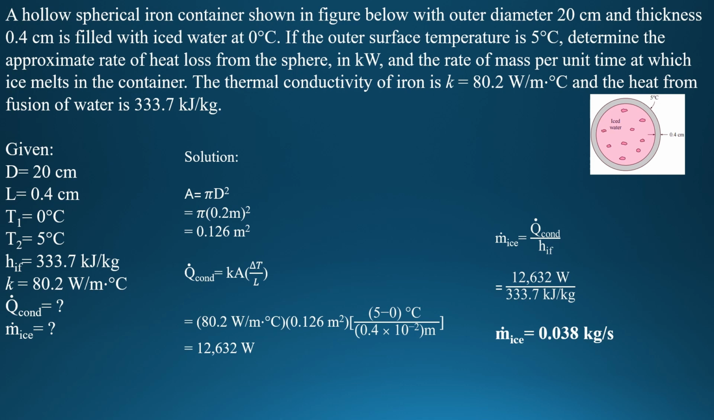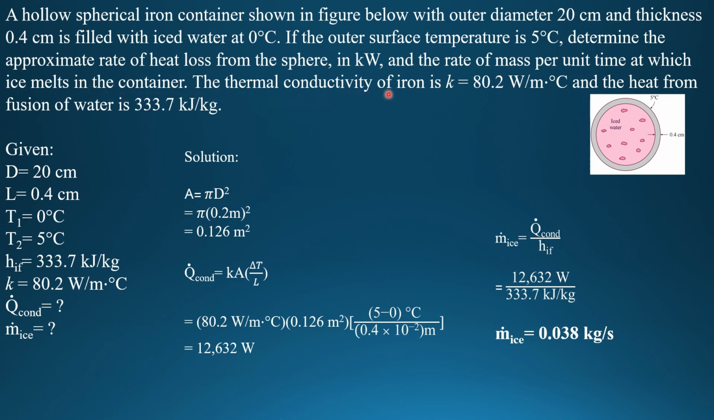Chapter 9, Heat Transfer: Steady State and Transient Conduction. A hollow spherical iron container shown in the figure below, with an outer diameter of 20 centimeters and a thickness of 0.4 centimeter, is filled with iced water at 0 degrees Celsius. If the outer surface temperature is 5 degrees Celsius, determine the approximate rate of heat loss from the sphere in kilowatts and the rate of mass per unit time at which ice melts in the container.